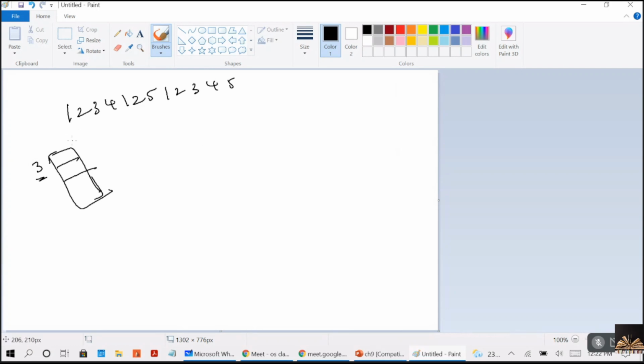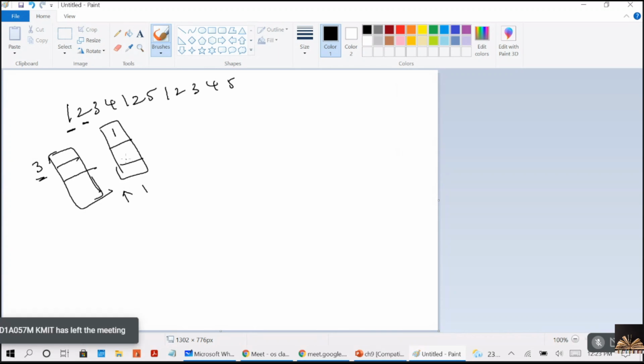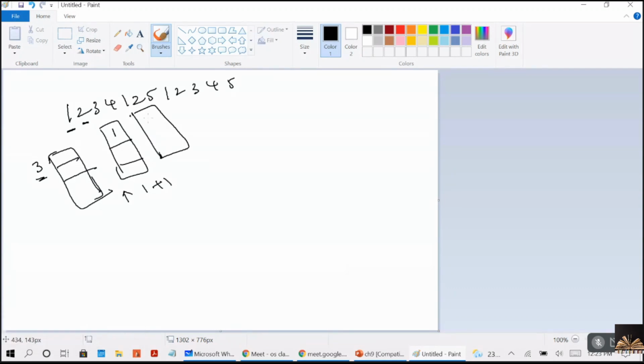So initially, for what page is it asking? It is asking for page 1. There is nothing in the main memory, so you have a page fault. Page fault occurs, so page fault 1 and 1 is loaded. Now it is asking for 2. Is 2 in the main memory? No. Again, one more page fault, and load page 2. Now it is asking for 3. Is it there? No. Then one more page fault.